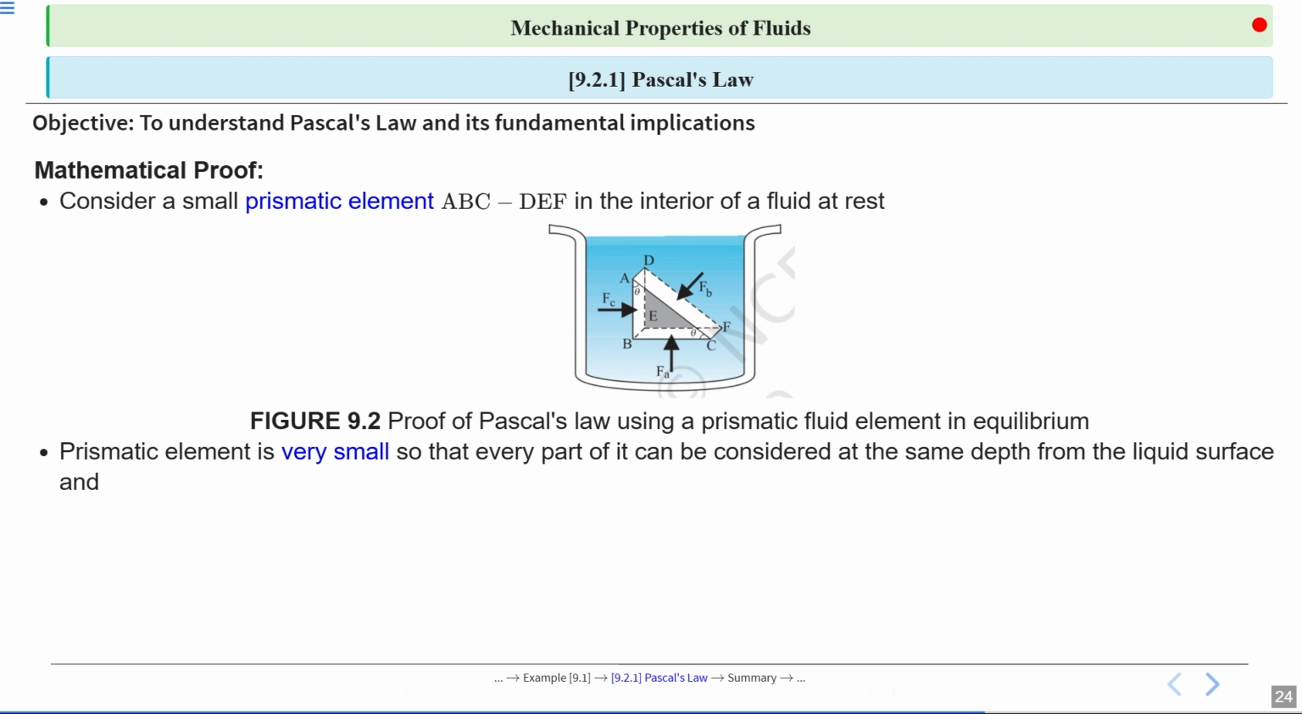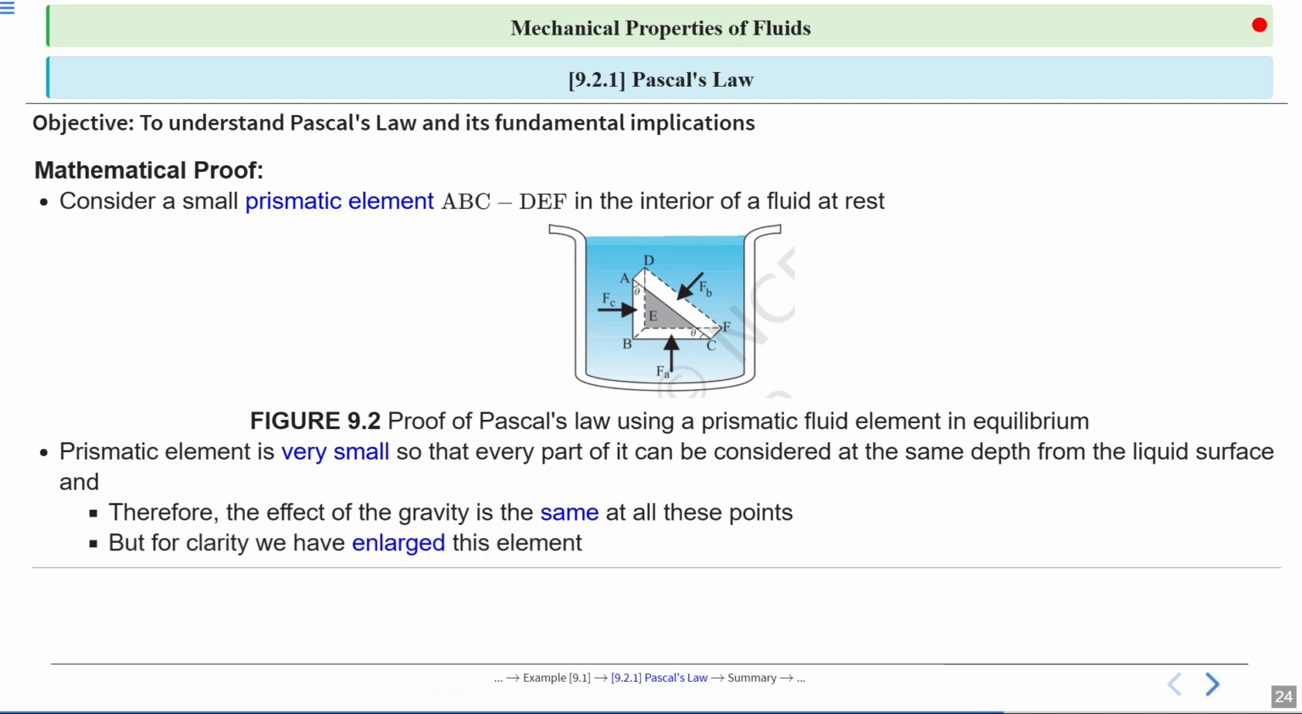The prismatic element is very small, allowing us to assume that every part of it is at the same depth from the liquid surface. This assumption simplifies our analysis because it means the pressure is uniform across the element. Since the element is at the same depth, the effect of gravity is the same at all points within it. This uniformity is key to understanding how pressure is transmitted equally in all directions. Remember, this is a fundamental aspect of Pascal's law.